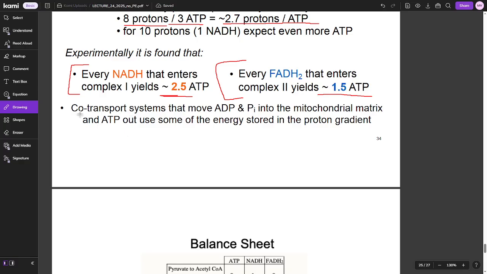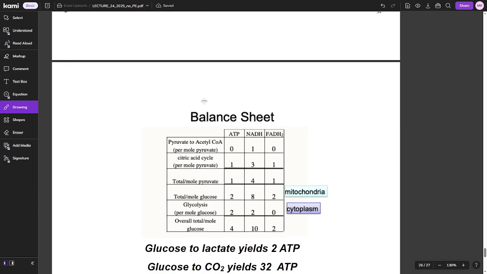And here's the reason why some of that energy is not actually used to make ATP. There are a lot of co-transport systems that move ADP and Pi into the mitochondrial matrix so that we can actually do this process in the first place.